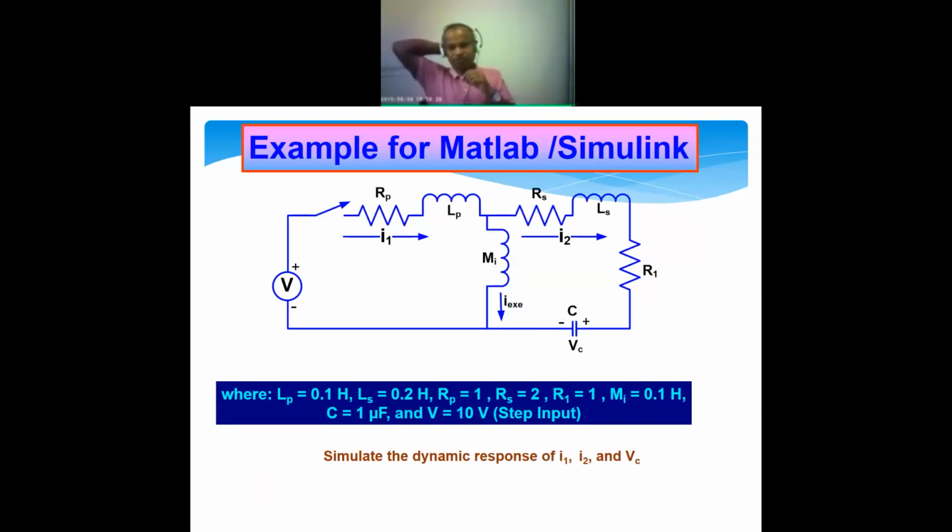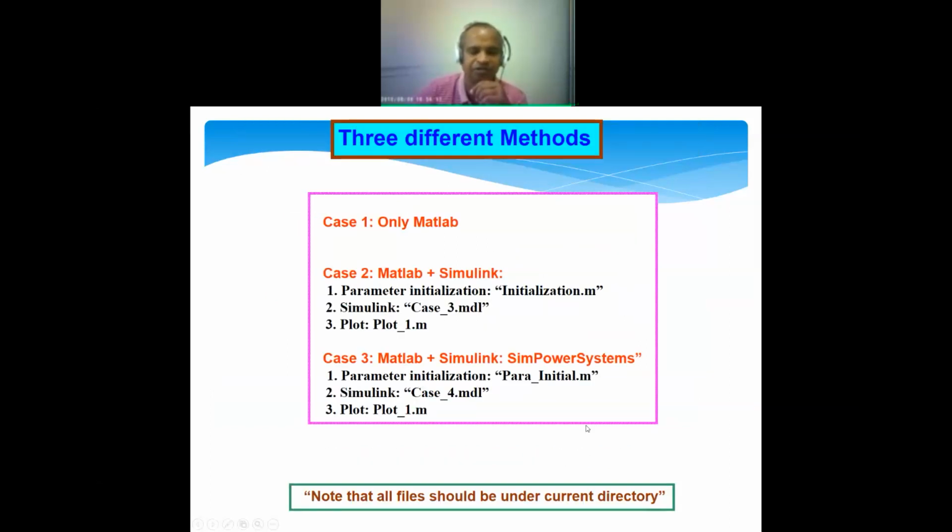And now we will go to model an electrical system. You see, this is an electrical network, and this electrical network is nothing but a simple two-loop equation, two loops with transients. The parameters LP, LS, all these parameters are given here. And for the step input, you need to simulate.